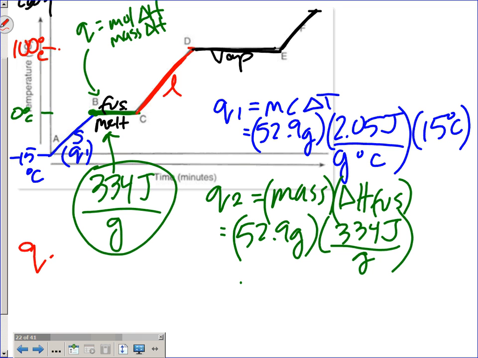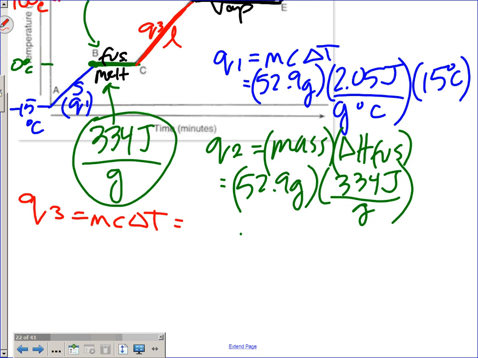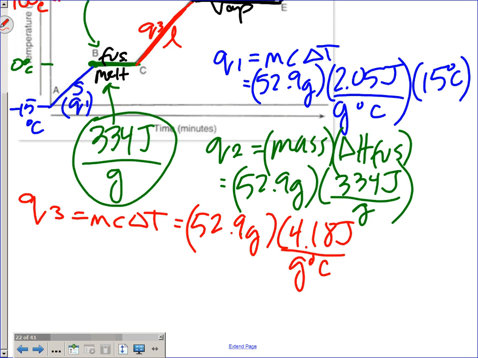So Q3, which is my third Q I'm using, the mass is still the same, yes. What about the C value? Yes, that's now liquid water, right? So we look at the reference table, we see the new C value. So this is 52.9 grams, 4.18 joules per gram degree C, which is representing liquid water, and our temperature change, Lexi said, was 100.